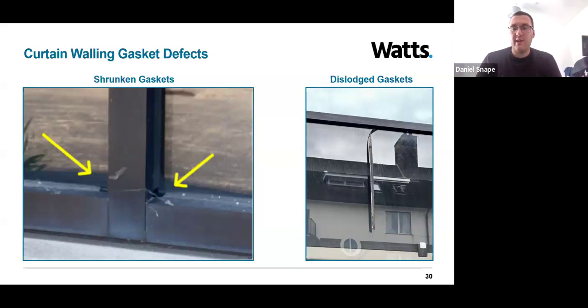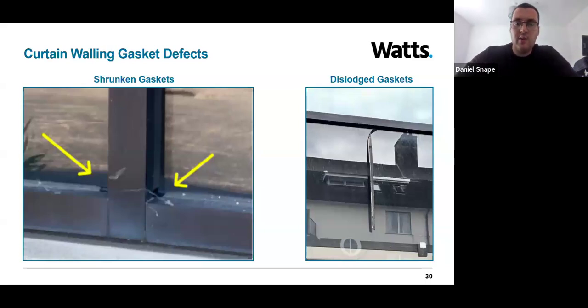Freeze and thaw cycles again can play a part in this, so that can cause gaskets to shrink and crack. Improper installation, coming back again to the importance of making sure that you've got the right people on the job and that they're installing it correctly, can cause issues with shrunken gaskets if they're not properly engaged or installed or centered. And I guess finally, a lack of maintenance, again coming back to maintenance. Gaskets may not be properly maintained, and if they're not, they can shrink and they can crack.